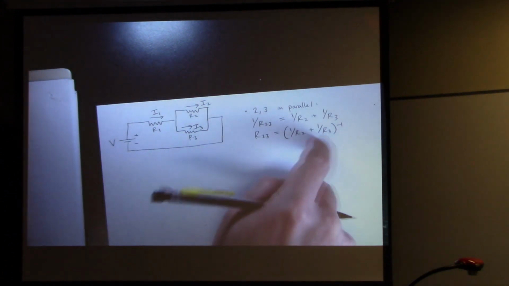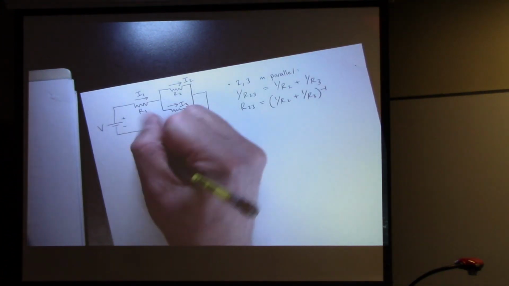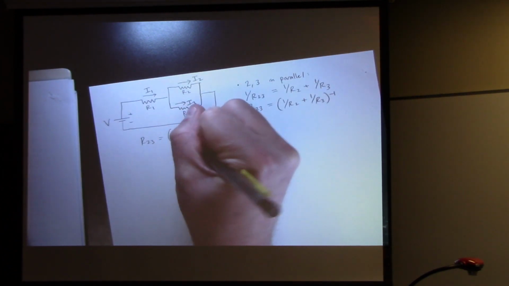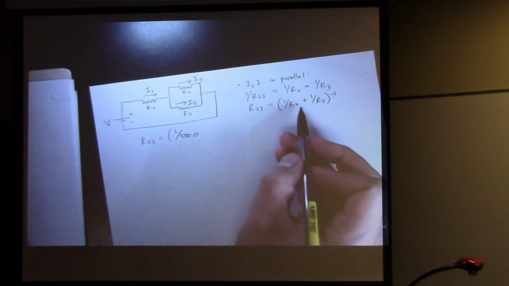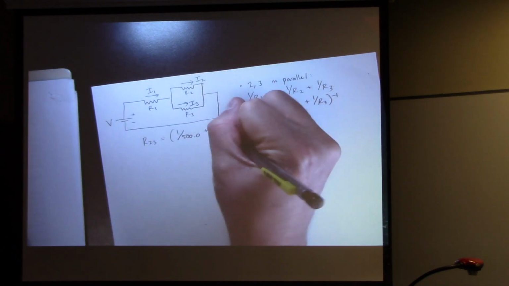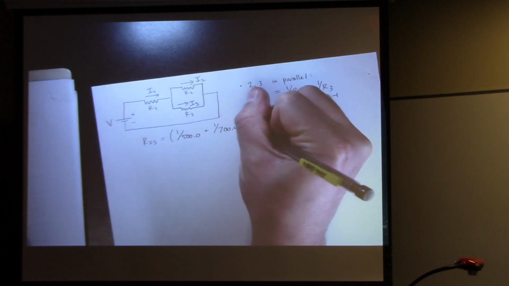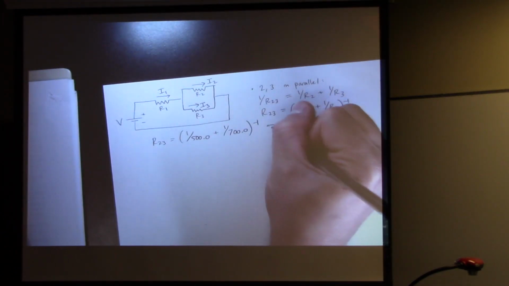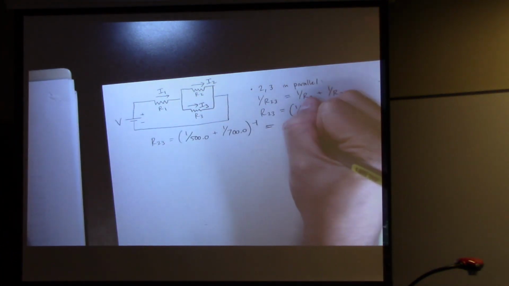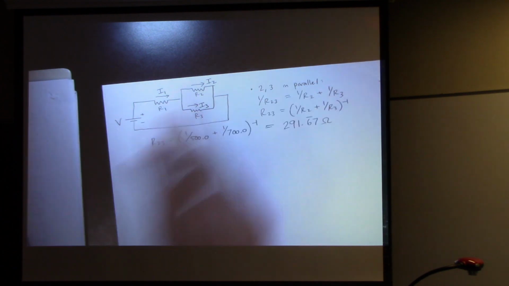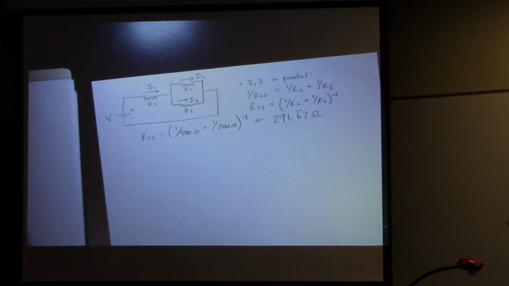So let's calculate that. R23 is going to be 1 over 500, that's the value of R2 we're given, plus 1 over 700, and then take that to the minus 1 power. When you do this calculation, you're going to end up with 291.67 ohms, and technically we'd want to keep 4 sig figs on that.